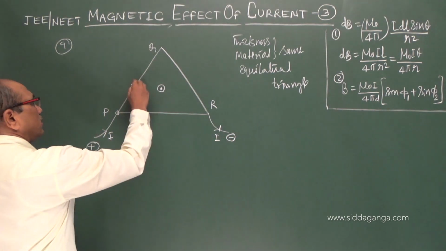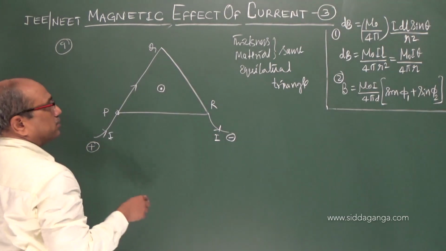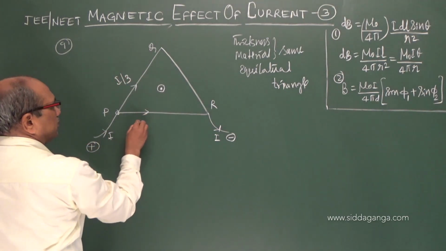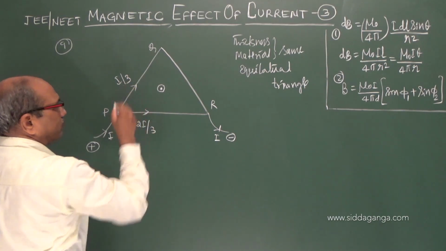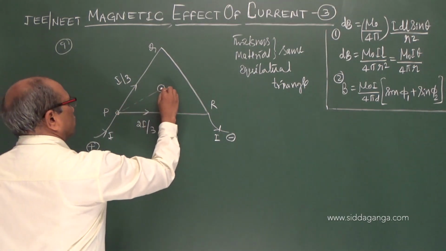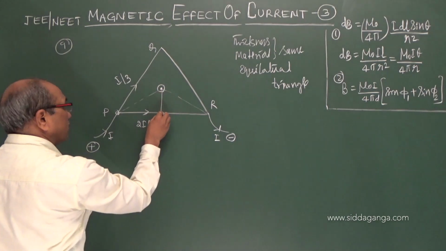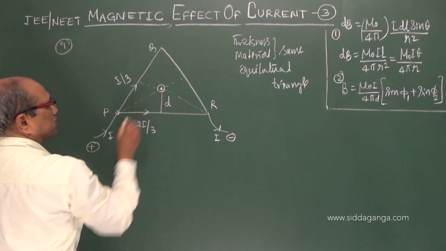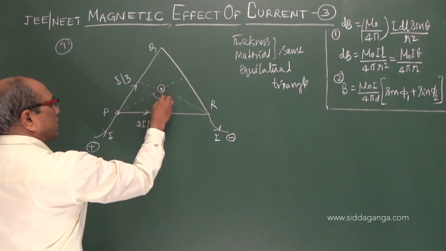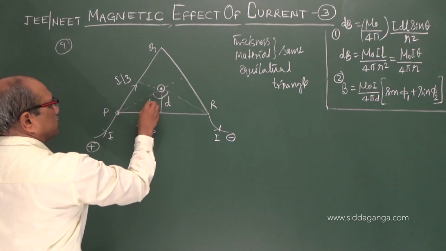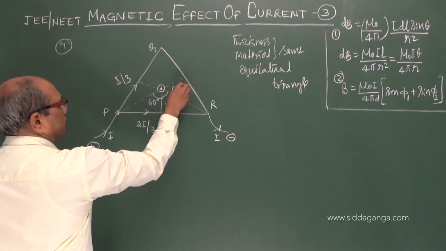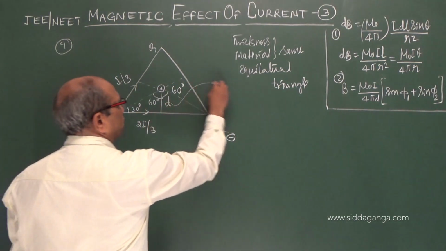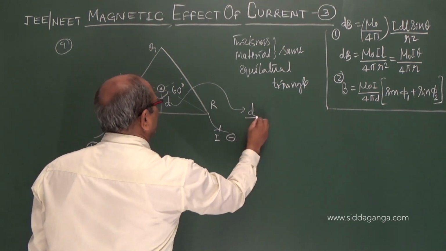As its length is doubled, current reduces to I by 3, but here it is 2I by 3. And you want to know the perpendicular distance. They are identical, but you have to calculate. D is necessary. These angles, if you estimate 60 and 60, but this is 30 degree, which helps you to find the value of D.